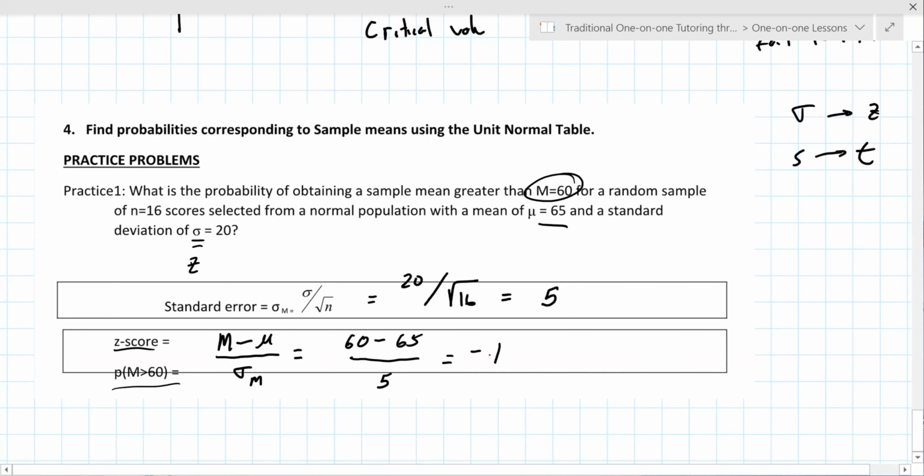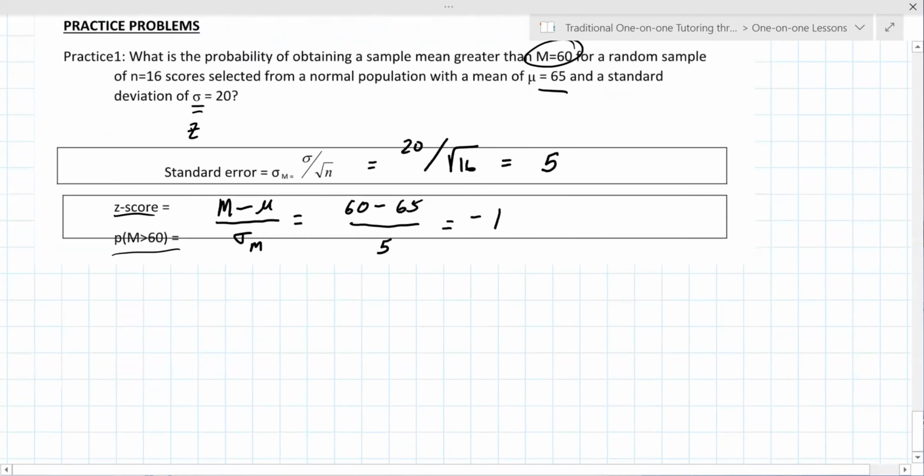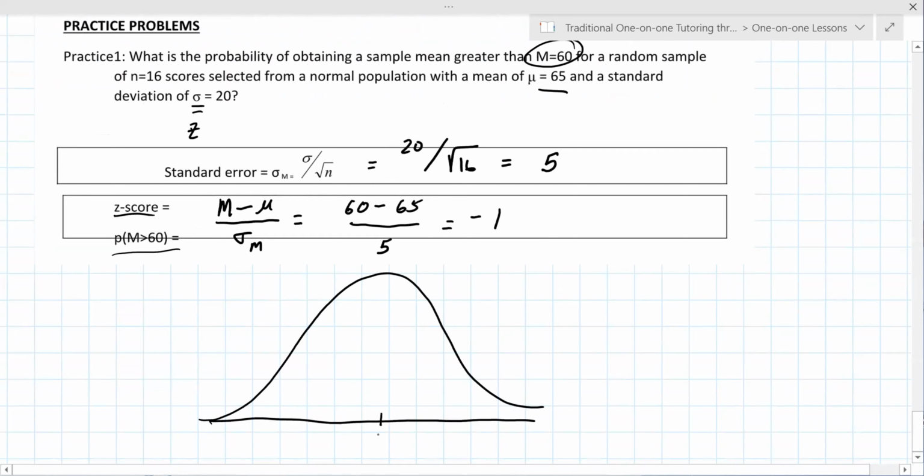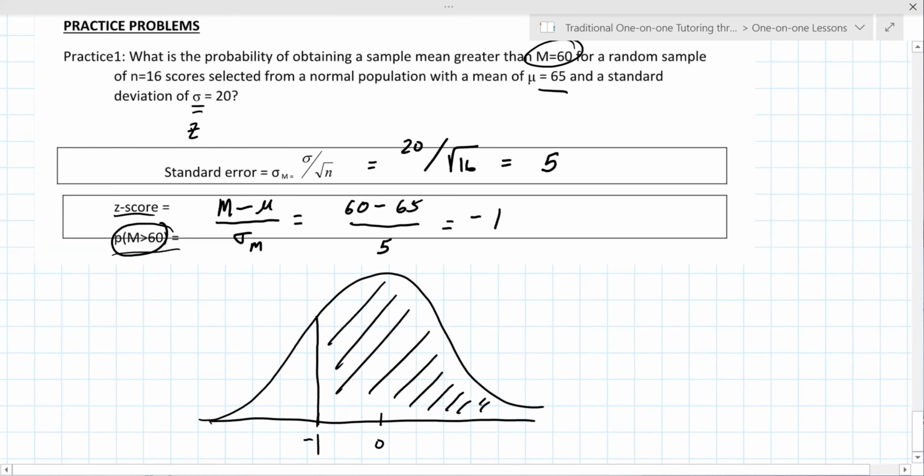And you probably remember doing this. Here's your normal curve. Here's 0. -1 is over here. Since we want the probability that M is greater than 60, we want all of this region over here. Okay. We can go to practice 2. Okay, next problem there. So you'd have to look that up or do something else with that.